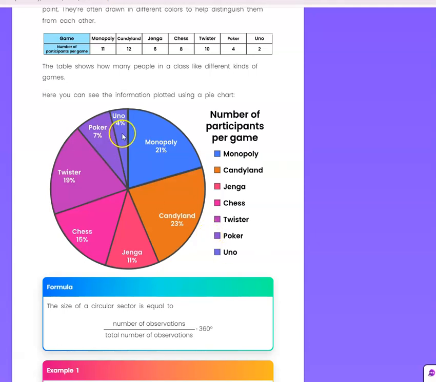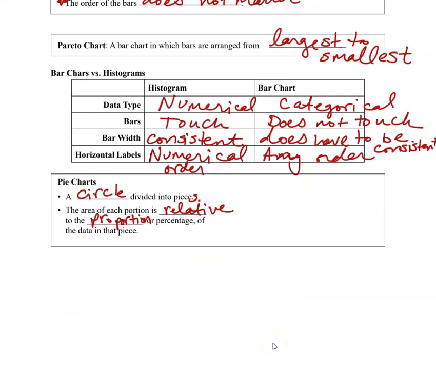Notice that Uno is only 4%, so it's got a very tiny wedge, whereas Candyland is 23% and it's got a much bigger wedge. It theoretically should be taking up 23% of the circle. That's the idea. These are color-coded, and so if you're working in black and white, it's sometimes a little bit harder to see the distinctions in colors, and so that's one negative to using a pie chart versus a bar chart. When you're displaying categorical data, it's generally your choice whether you use a pie chart or a bar chart. It's really up to you.